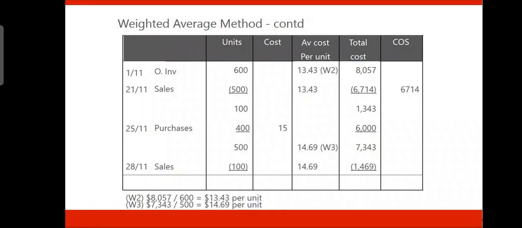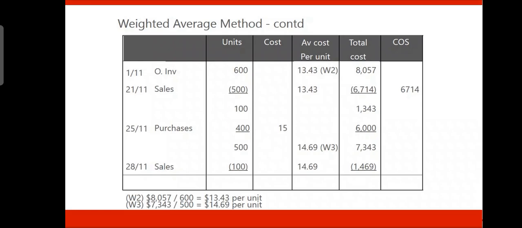14.69. Now please, one thing I must tell you, you should not be confused. This 14.69 is the cost which is going out. How much I'm selling it for is a different question. Maybe I'm selling it for $20 per unit, maybe $25 per unit, but this is the value, 14.69 or 13.43. This goes into the cost of sale in the income statement. This goes as an expense.